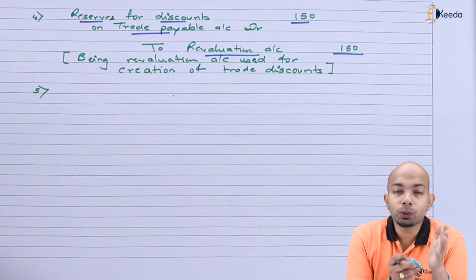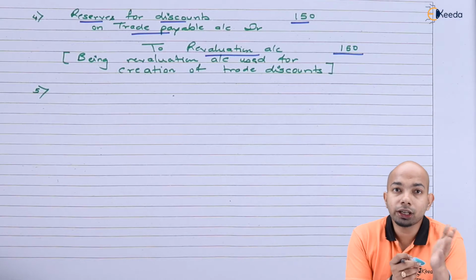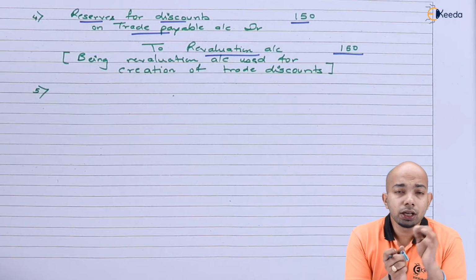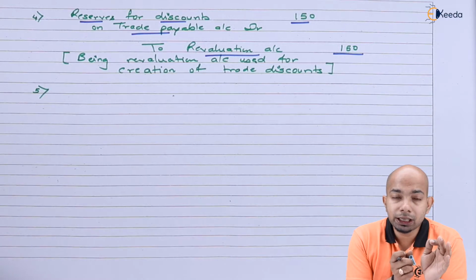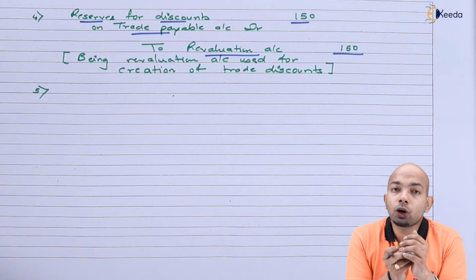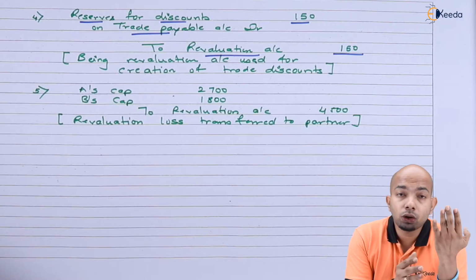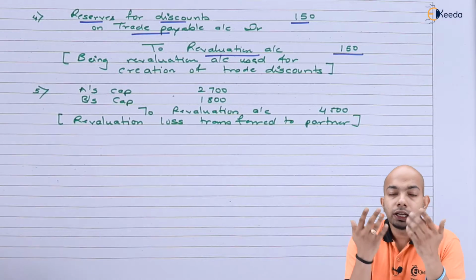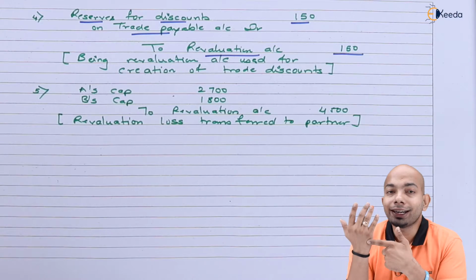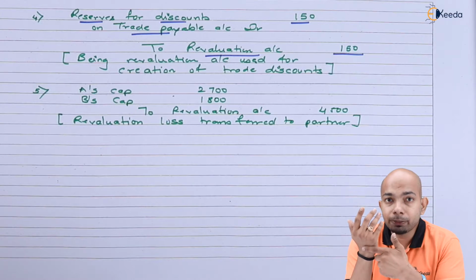So we need to now figure out whether there is profit or loss. Revaluation debit has been done, revaluation credit has been done. Just take the total of revaluation debit and the total of revaluation credit, and accordingly you will figure out whether there is profit or loss. In this entry, revaluation debit had a total of 4650, revaluation credit had a total of 150. That means there is a loss of 4500.